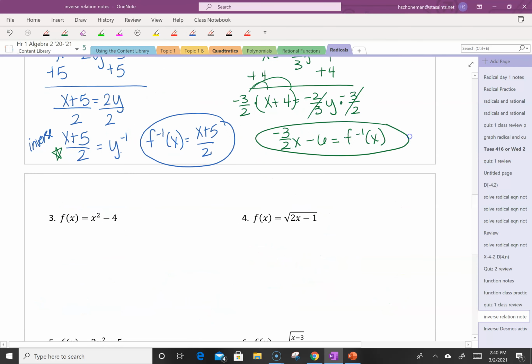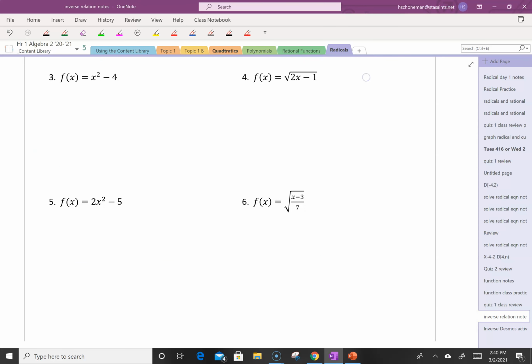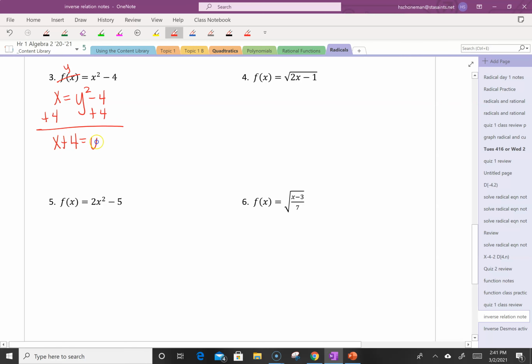Okay, let's try a few more. Number 3. First things first, we got to flip the x and the y. So I have x equals y squared minus 4. So to solve, I'm going to add 4 to both sides, and that gives me x plus 4 equals y squared. From here, I need to take the square root of both sides. So I end up with the square root of x plus 4 equals, and it's the inverse of y, and the way we write that is the inverse of function x, which is this.